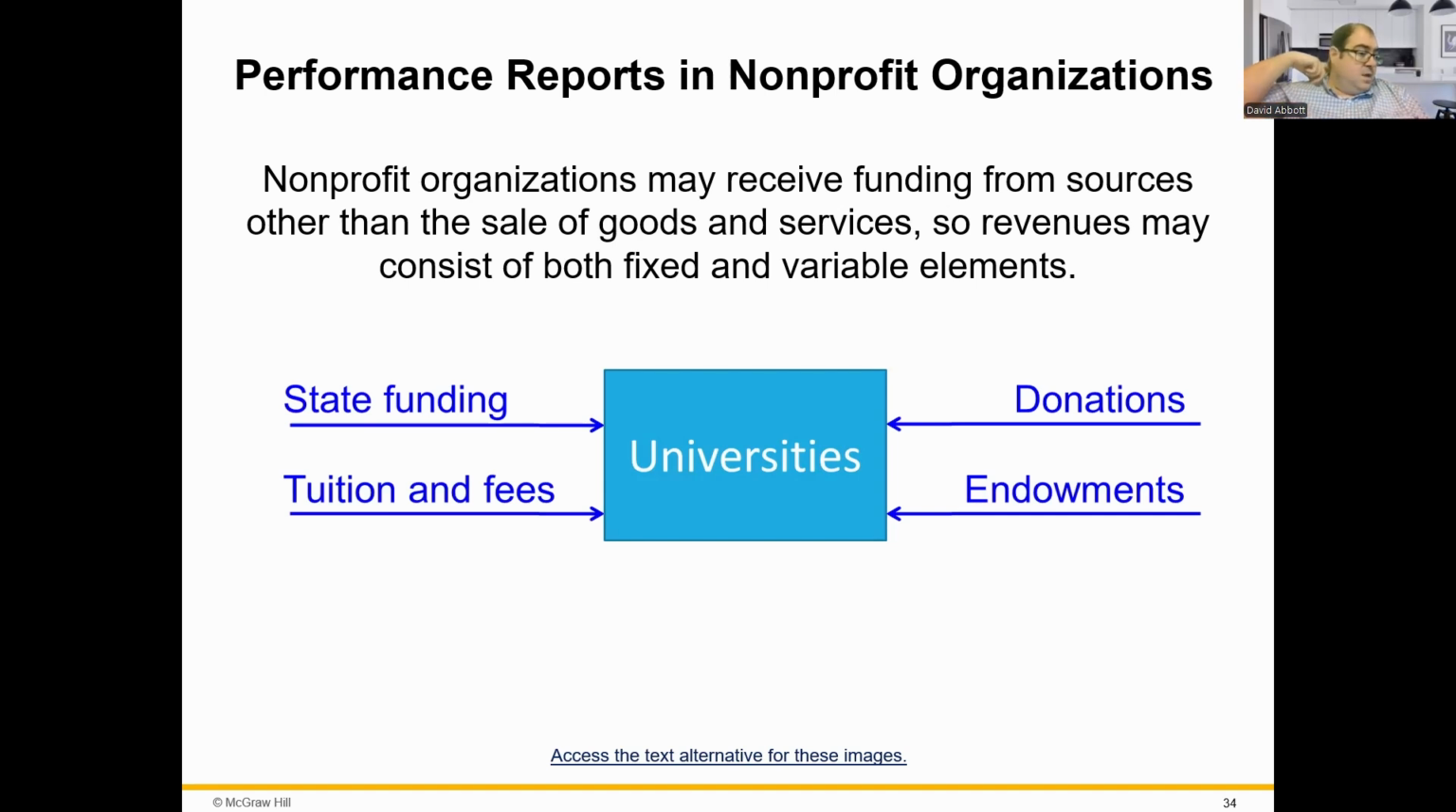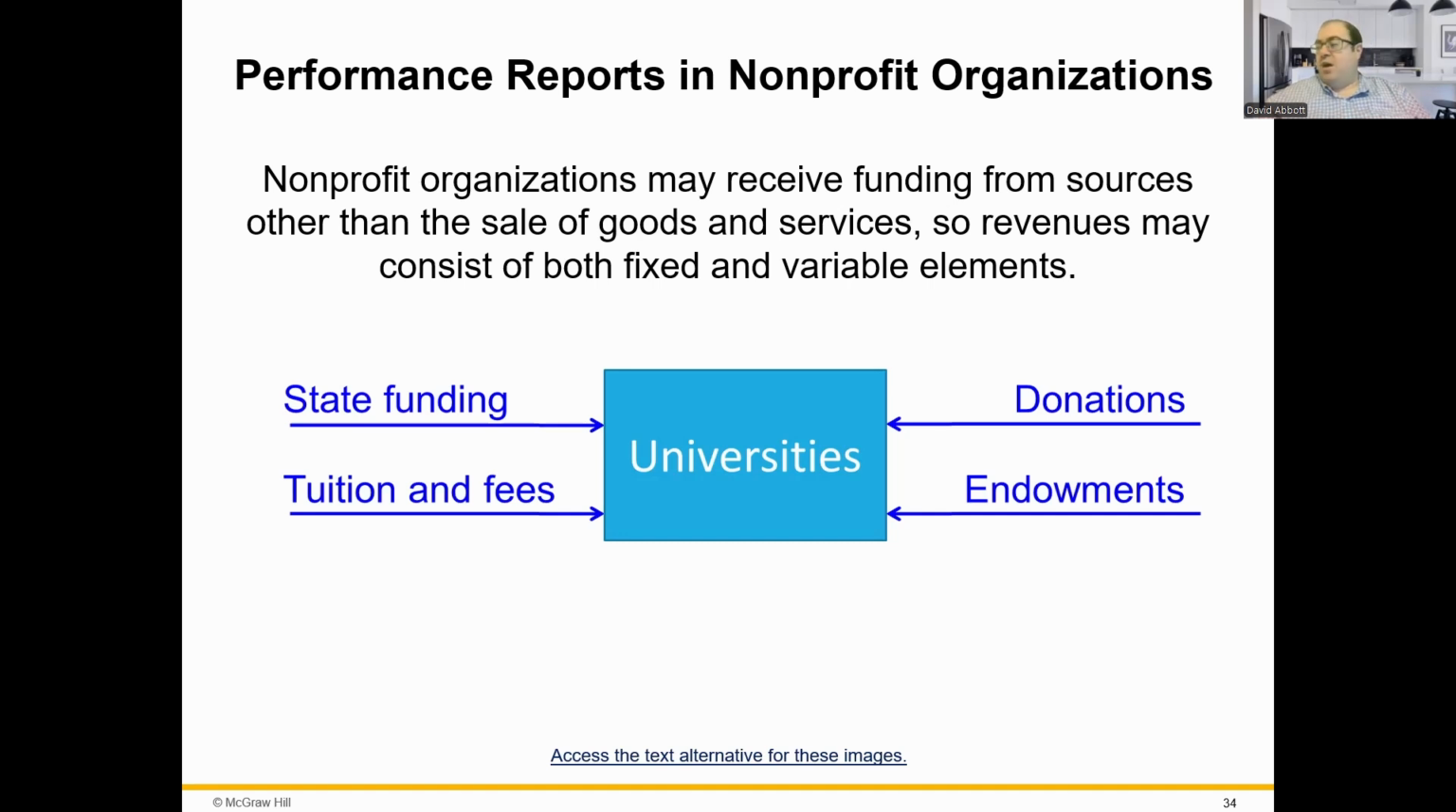Okay. So the performance reports for a nonprofit organization differ from our examples in one important respect. Nonprofit organizations usually receive funding from sources other than sales. For example, universities receive their funding from sales, which would be tuition charged to students, endowment income, donations, and if it's a public university or college, also state appropriations, right?